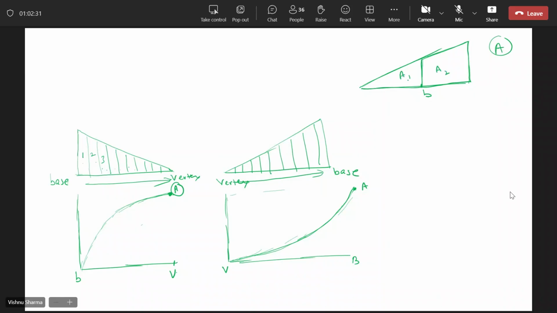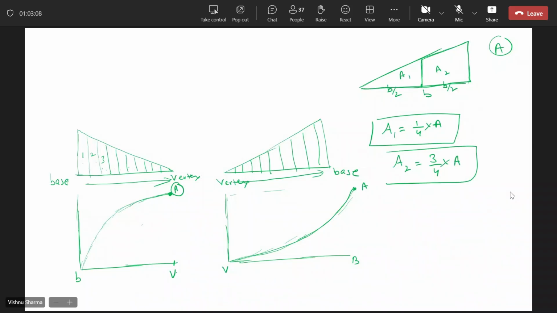What is the shape of area 1, guys? So this is B by 2. This is also B by 2. Triangle. And what is the shape of area 2? Trapezium. Right? So if you use the formula half base into height and do it yourself, you'll find that the area of this triangle A1 will be only 25% of the total area of the bigger triangle. And the area of the trapezium will be 75% of the area of the full triangle.